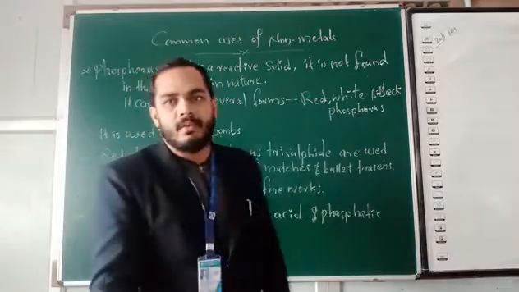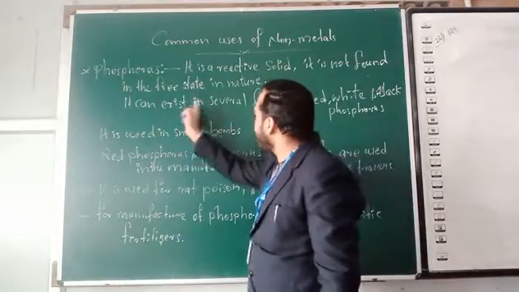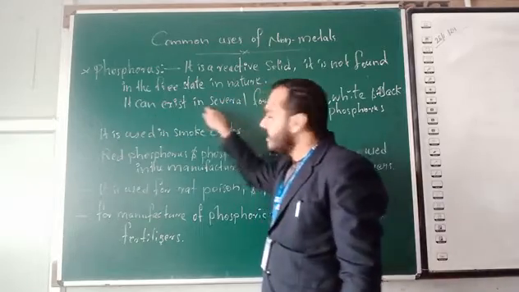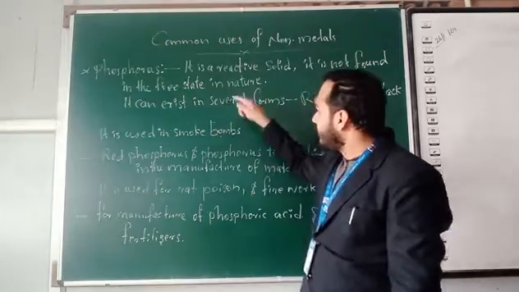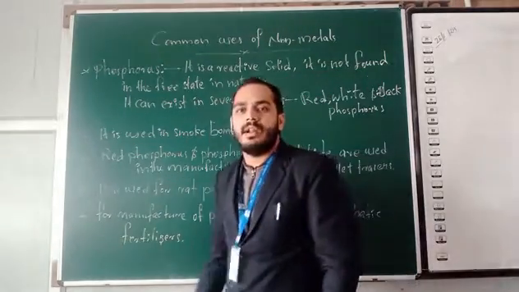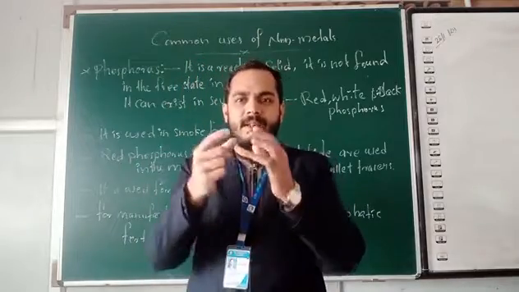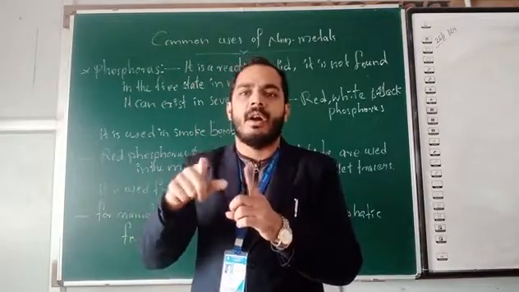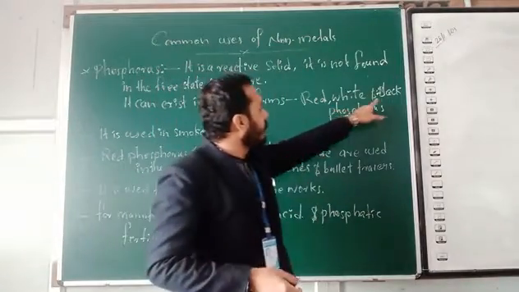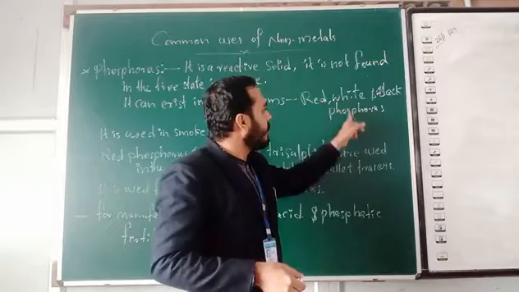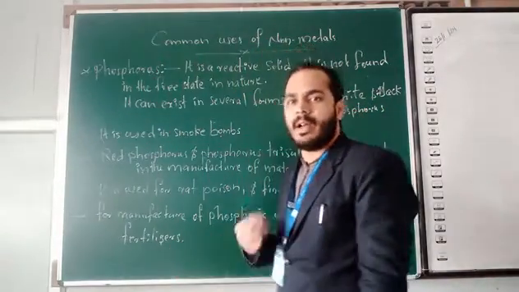I will give you a few uses of phosphorus. The first one: it can exist in several forms. Which forms? Phosphorus is seen in different forms: red phosphorus, white phosphorus, and black phosphorus. These forms of phosphorus are highly reactive.